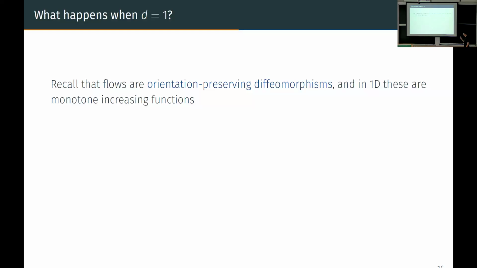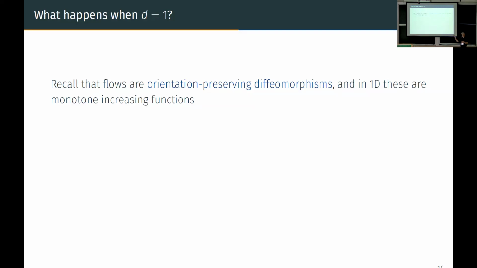Now, we had the assumption that the dimension is greater than or equal to 2. So what happens when the dimension equals 1? Of course, this is not very important for applications, but it's interesting to ask nonetheless. Here, with dimension equal to 1, there's a problem because your flows are orientation preserving. So in one dimension that means increasing. It will always parameterize increasing functions.